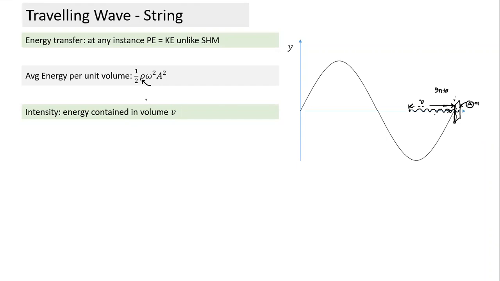Those who do not recall, just go to the EM wave again, and you'll come across something similar. So this is energy per unit volume. Intensity is equal to energy contained in volume V. So I multiplied this term with wave velocity. The intensity becomes equal to energy per unit volume into velocity.